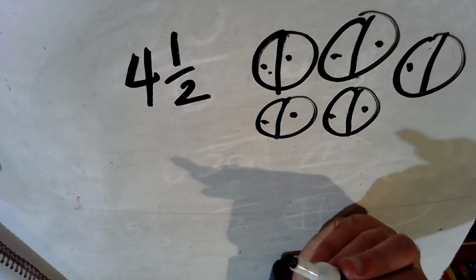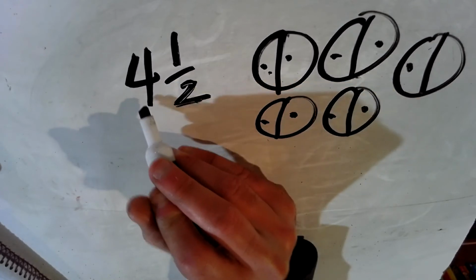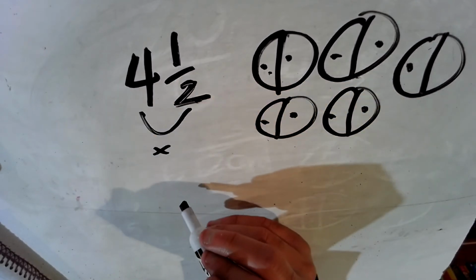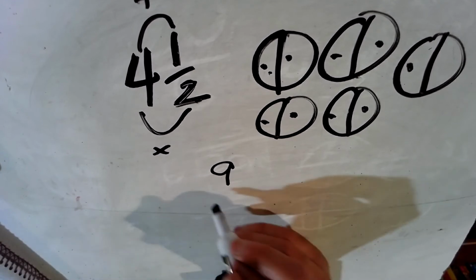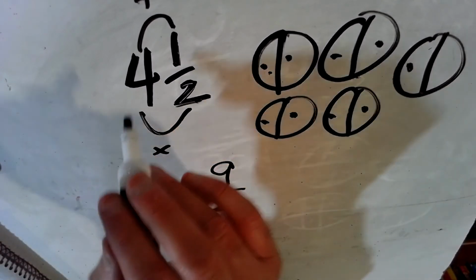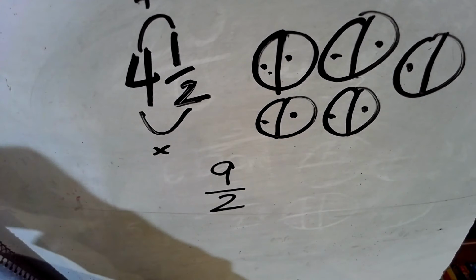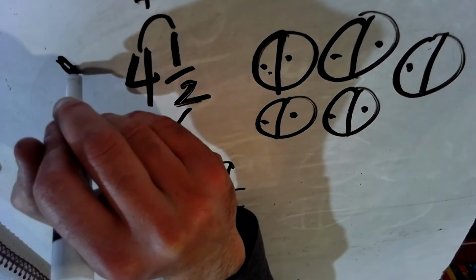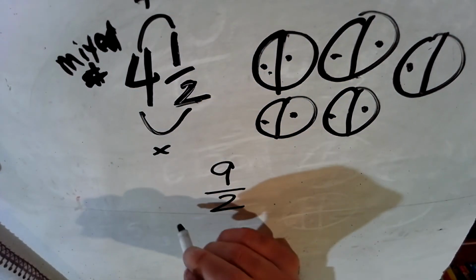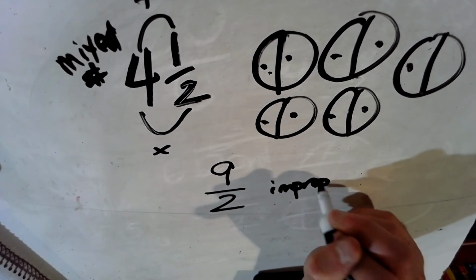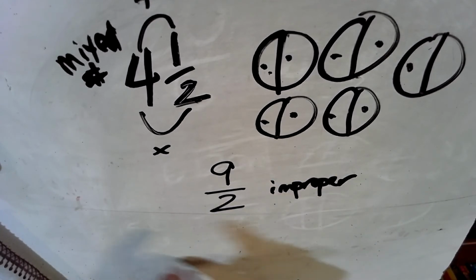You could do that by drawing pictures. Or you could say denominator times whole number. 2 times 4 is 8. Plus what's left over, 1, gives you 9. And the denominator stays the same. So 4 1/2 is the same as 9 halves. 4 1/2 is the mixed number. That's what we'll use in simplest form usually. 9 halves, that's the improper fraction. We don't usually want to use 9 halves. It's improper, but sometimes when we multiply fractions, it's helpful to turn it into an improper fraction.